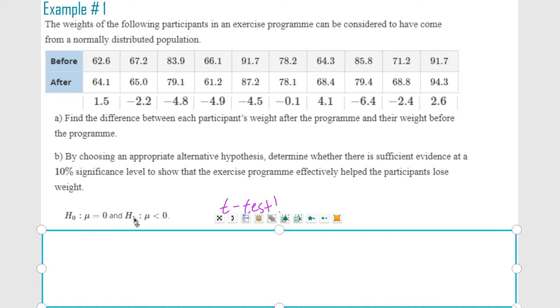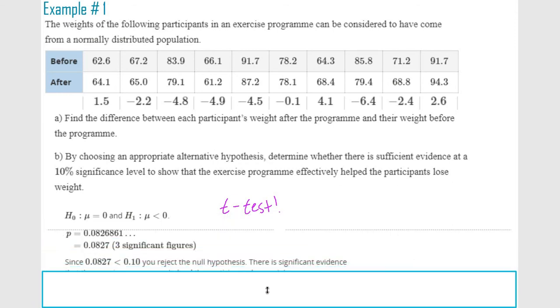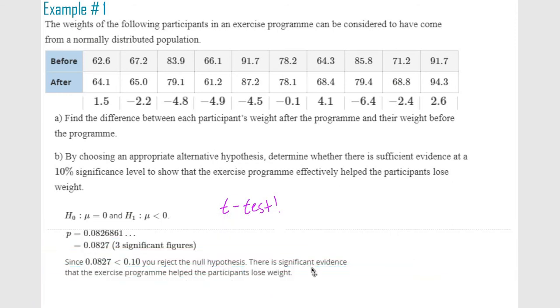Okay, we want that mean to be less than 0. Right, we want that difference to be less than 0, because we want it to be less of a difference, right, losing weight? We're going to do a t-test, and we get a p-value of this. So, sorry, get rid of those dots.